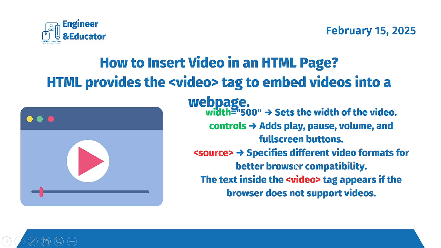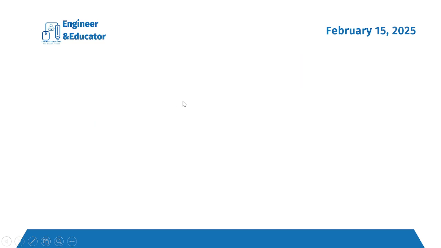And the source tag specifies different video formats, such as MP4 or OGG, for better browser compatibility. So for that we have used a source tag. Then the text inside the video tag also appears there: if that video is not compatible with your browser, this particular text will appear. Okay, so I will show you the code for that.